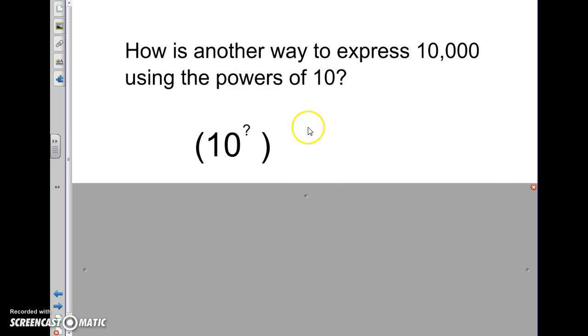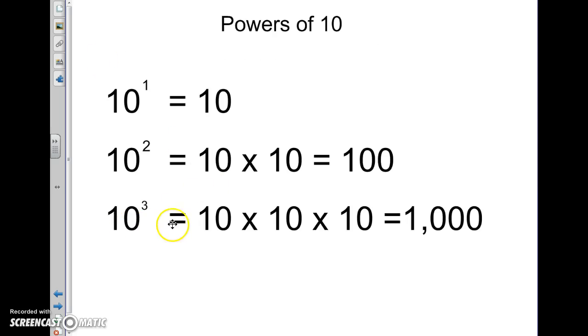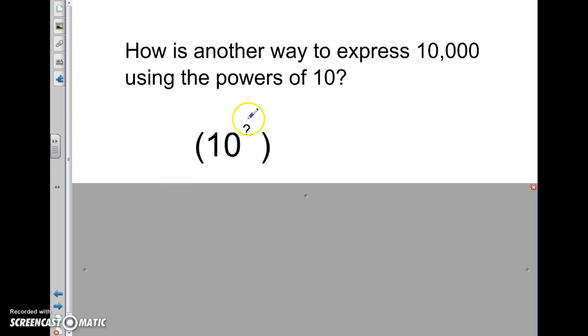Okay, so, well, remember 10 to the third was 1,000. So if we did 10 to the fourth, I'll just do it with a pen here, that means it's going to be 10 to the third, which is 1,000, right, times another 10, which would give us 1,000 times 10. It would be 10,000. So the answer here would be 10 to the fourth. 10 to the fourth would equal 10,000. Okay.